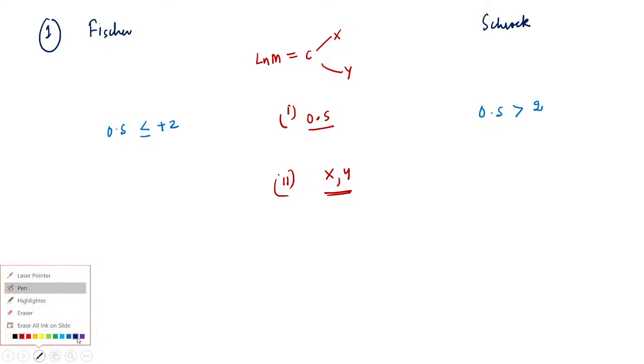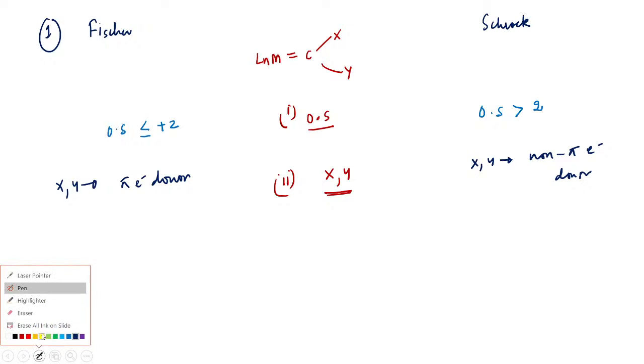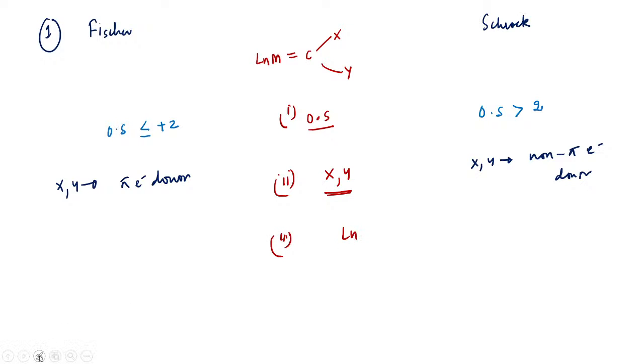In Fischer carbene, X and Y ligands should be pi electron donors, and in Schrock carbene they should be non-pi electron donors. The third point is the nature of your spectator ligands. In Fischer carbene the spectator ligands should be pi acceptors, and in Schrock carbene they should be non-pi acceptors.